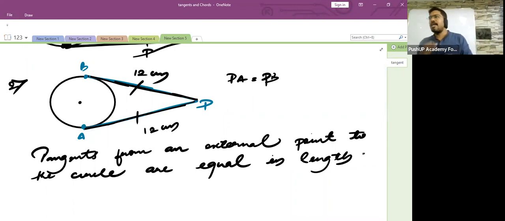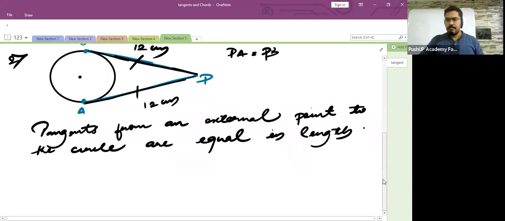The first one is what? The angle between a tangent and a radii is 90 degrees. Second property is if you draw two tangents from an external point to the circle, both of them are going to be equal in length. All right. Now children, third property.